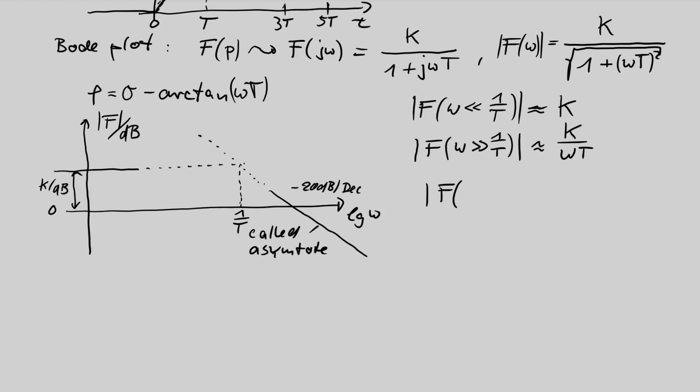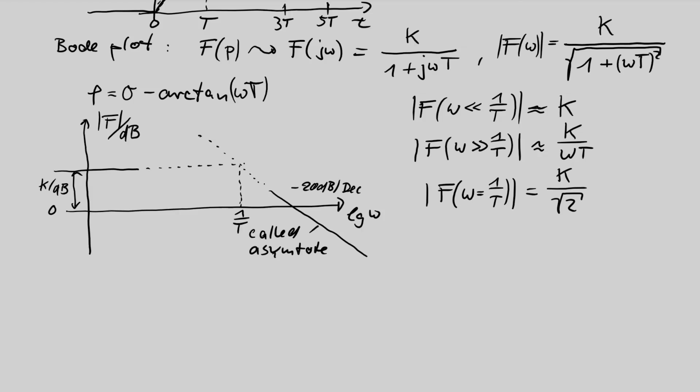Now I want to have the value at the cross point, the correct value. The asymptotical cross point is exactly at k, but the correct value should be calculated correctly. F at the cross point of the asymptotes is how large? It is k divided by the square root of 1 plus 1. If omega is 1 over t, then omega t is 1, squared is still 1, 1 plus 1 is 2. So this is k divided by the square root of 2.